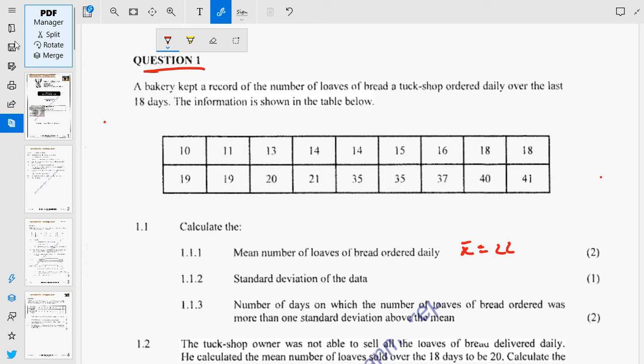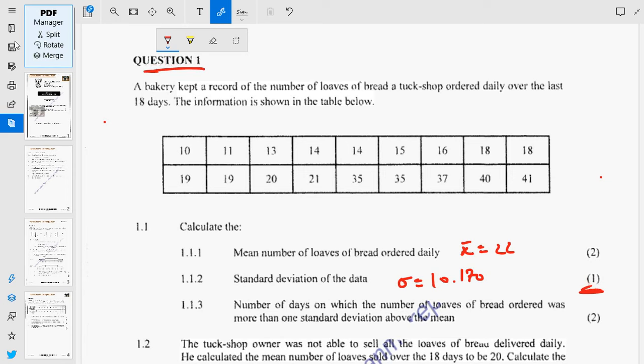Okay. And the second part of the question asks us to calculate the standard deviation of the data. Again, either you use your calculator or you use your formula given in the information sheet. But given that this is 1 mark, I'd advise you to use your calculator. So the standard deviation there, you would have found that it is 10.170.